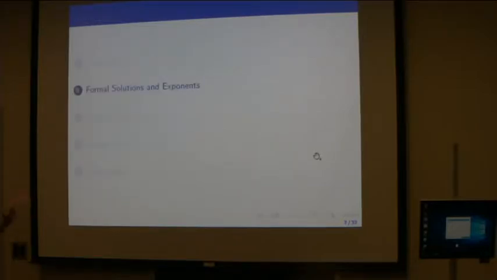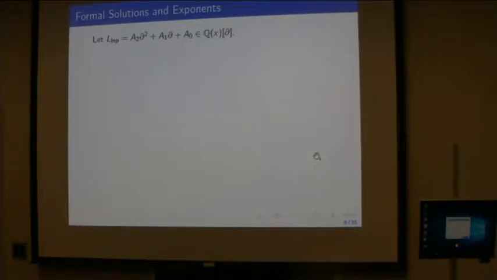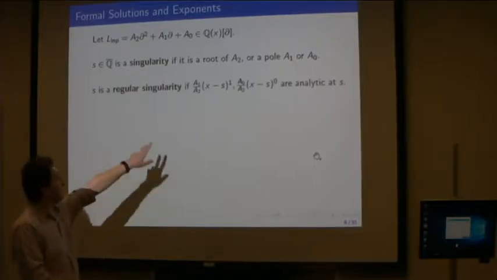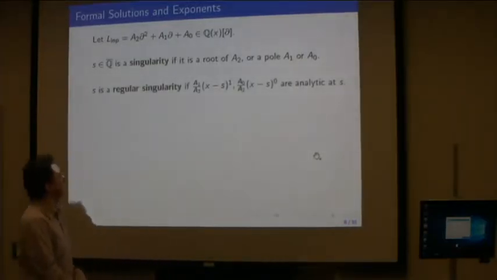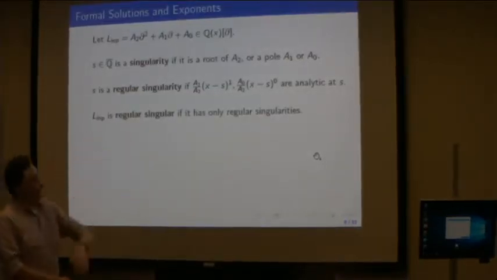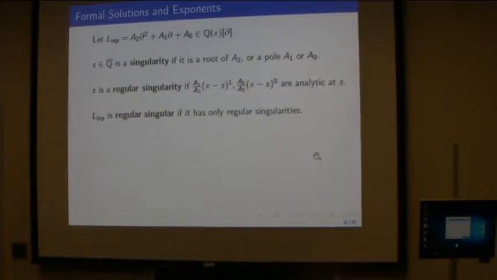So, we want to develop a general algorithm, and let me talk briefly about formal solutions and exponents. We have a second-order differential operator, and if we have a number s, it is called a singularity if it is a root of the leading coefficient or a pole of the other coefficients. We will say that it is a regular singularity if these two functions are analytic at s. If we have an input which has only regular singularities, it is called regular singular.